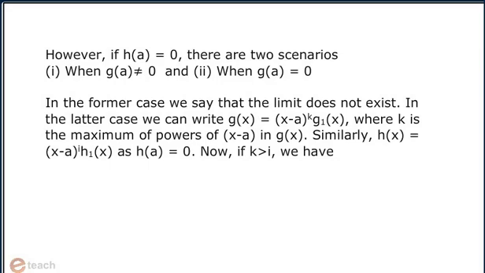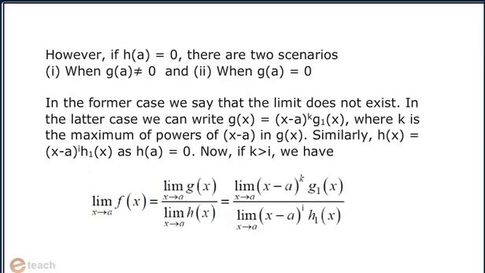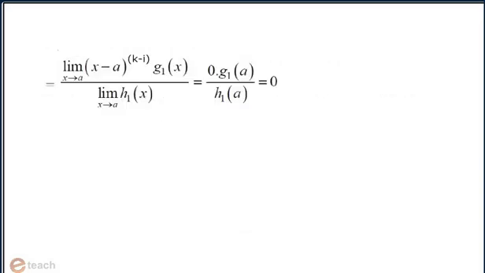Now, if k is greater than l, then we have limit x tending to a f(x) equals limit x tending to a g(x) divided by limit x tending to a h(x), which is equal to limit x tending to a (x minus a) raised to the power k into g1(x) divided by limit x tending to a (x minus a) raised to the power l into h1(x), that is limit x tending to a (x minus a) raised to the power k minus l into g1(x) divided by limit x tending to a h1(x), equals 0 into g1(a) divided by h1(a), that is equal to 0. But if k is less than l, then the limit is not defined.